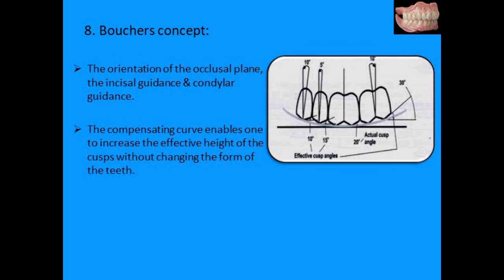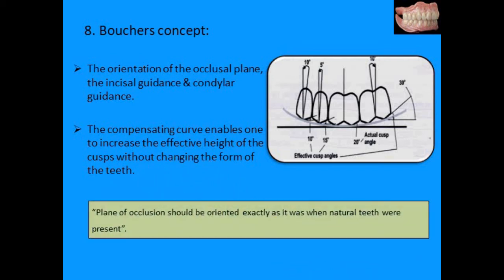So compensating curve enables one to increase the effective height of the cusp without changing the form of the teeth. That means if the teeth do not have any cusp, the equivalence of a cusp can be produced by a compensating curve, and so compensating curve is important. And he also stated that the plane of occlusion cannot be changed to favor a weaker ridge. That means the plane of occlusion should be oriented exactly as it was when the natural teeth were present. So this is the Boucher's concept of balanced occlusion.